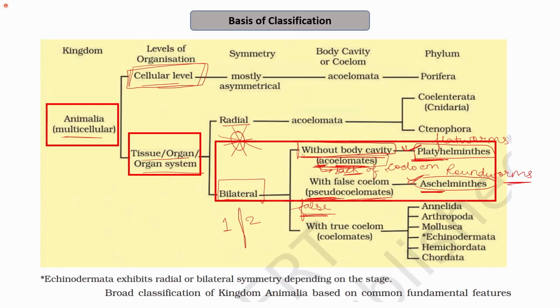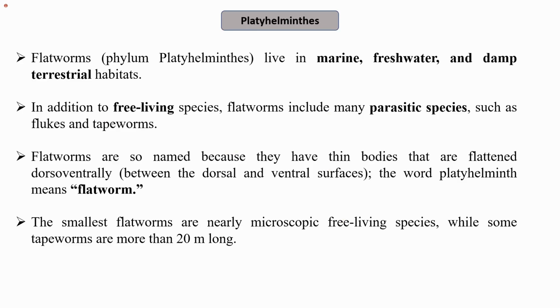So these are the basic characteristics. When we start with the basic characteristics of either Platyhelminthes or Aschelminthes, we will hear again and again the term organ system level of organization, and if we are talking about the symmetry, it is bilateral symmetry in both of them. So, the flatworms that belong to the phylum Platyhelminthes.